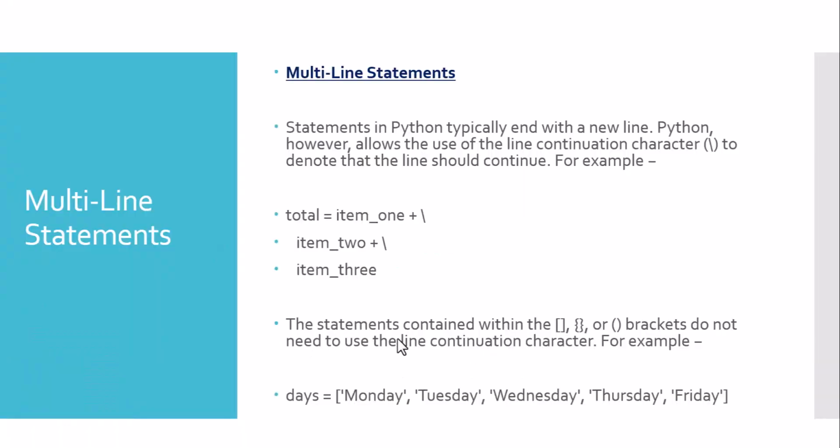Then the statements contained within curly braces and the small brackets do not need to use the line continuation character. For example, days, month, Monday, Tuesday, Wednesday, Thursday. When we use these things, means brackets, then there is no need to use the line continuation character.